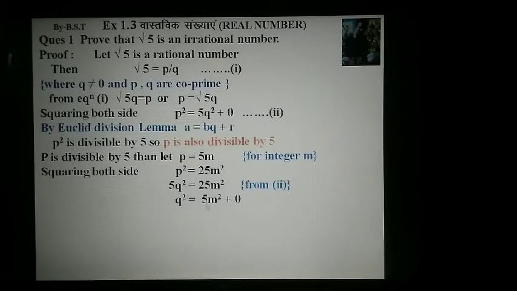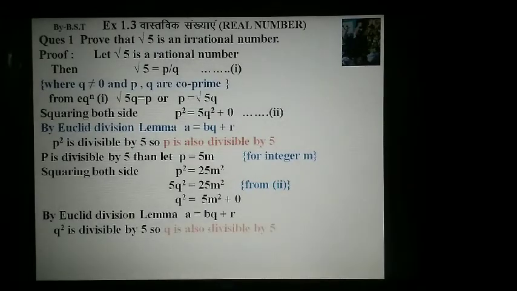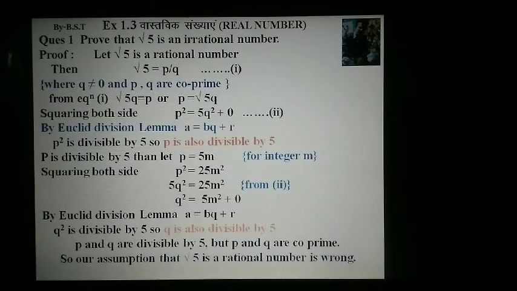Again by Euclid division lemma, a equal to bq plus r, we get that q square is divisible by 5. So q is also divisible by 5. Since p and q are both divisible by 5 here, but p and q are co-prime, this happened due to our wrong assumption. So our assumption that root 5 is a rational number is wrong. Hence root 5 is an irrational number.